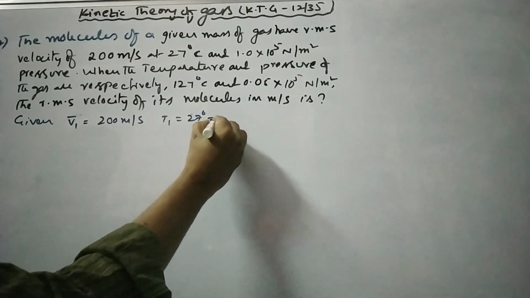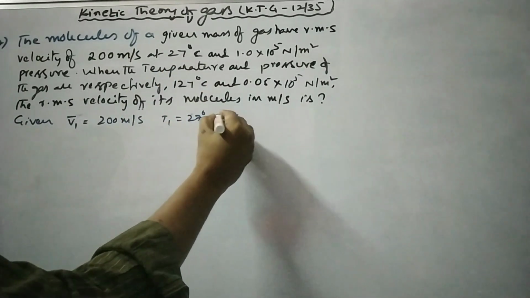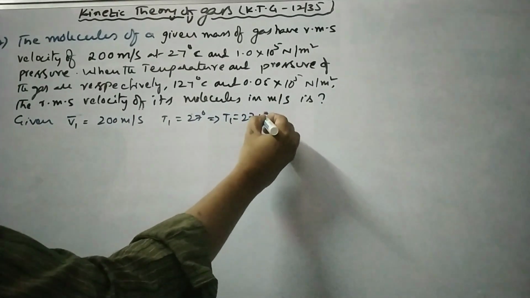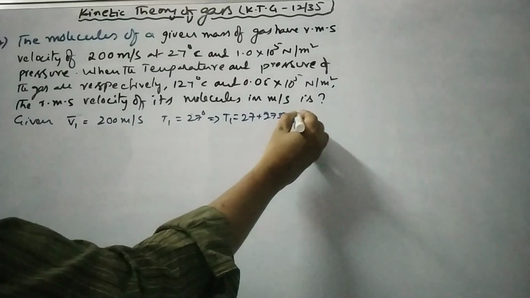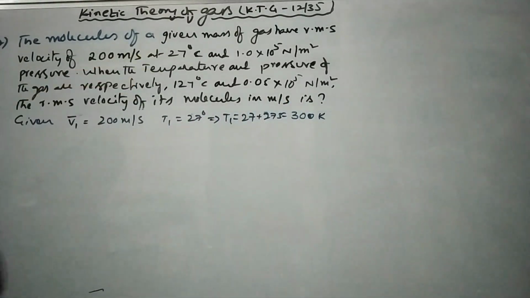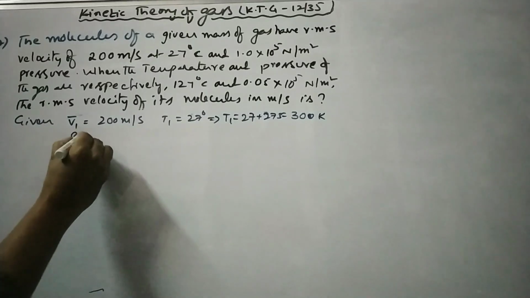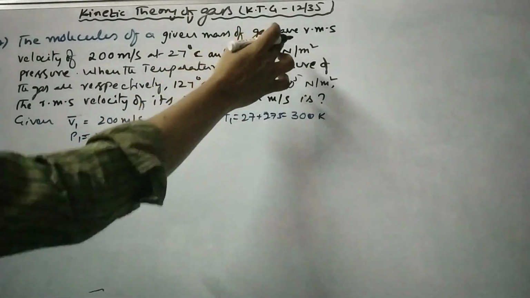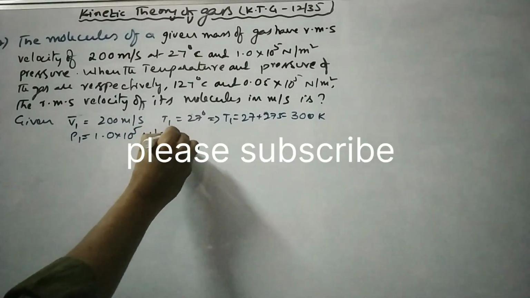27 degrees Celsius has to be converted into Kelvin, so it is added to 273. So in Kelvin, 27 degrees Celsius is equal to 300 Kelvin. And pressure is also given. P1 is equal to 1.0 into 10 power 5 Newton per meter square.